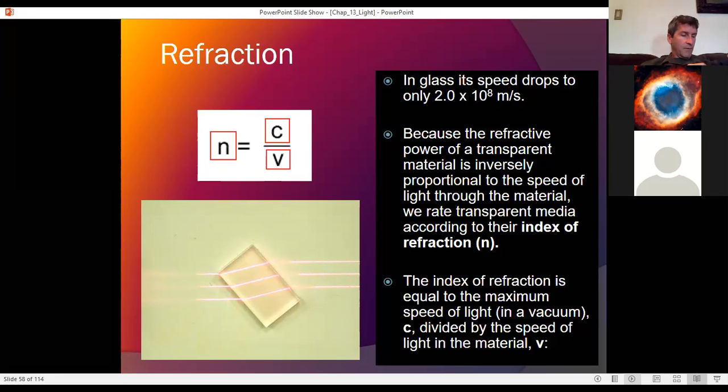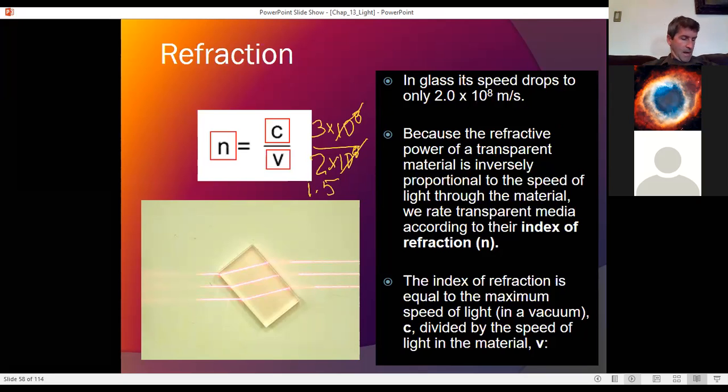If I take 3 times 10 to the 8, which is the speed of light in a vacuum, that's always the speed of light in a vacuum, and I divide that by 2 times 10 to the 8, 10 to the 8 divided by 10 to the 8 cancels out. I got 3 over 2. 3 halves is 1.5. So roughly, the index of refraction for some glass is 1.5.